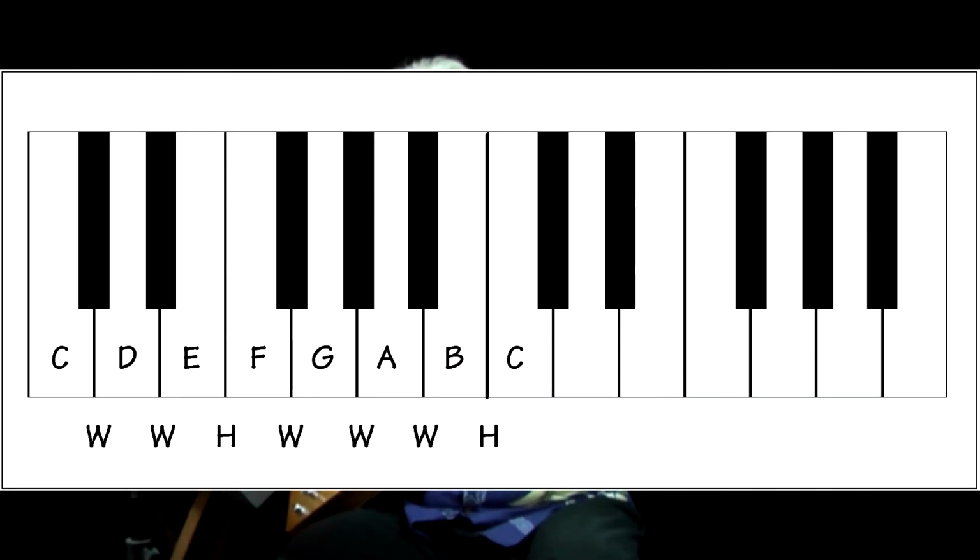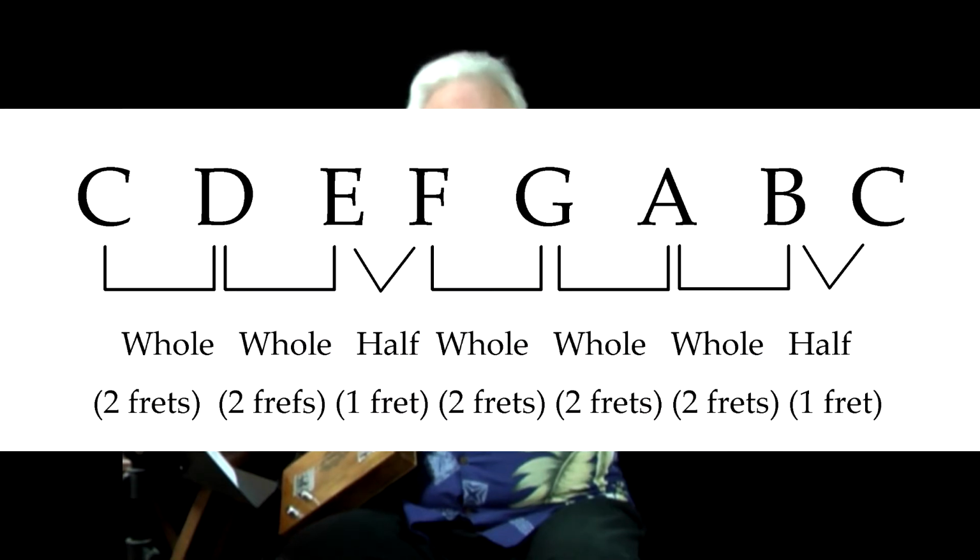So you can see C, D, E, F, G, A, B, C falls naturally in that pattern. C to D is a whole step. D to E is a whole step. Now E to F is a half step. That's where we want to have a half step. F to G is a whole step.